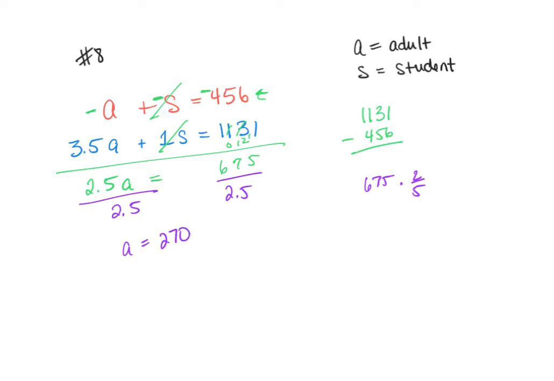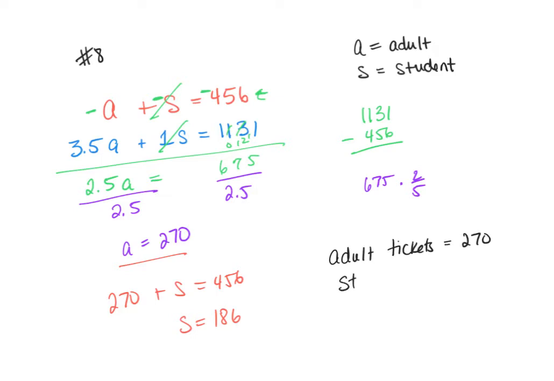And once you have that, you can plug it back into your top equation there. So if this is 270, then 270 plus my student tickets equals 456. So my student tickets would be 186. And so in a word problem, you want to say something like adult tickets, especially if you assigned a different variable. You want to write it somewhere so that I know that you know what your answer was, that you have defined your answer.